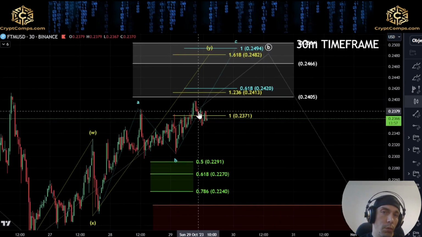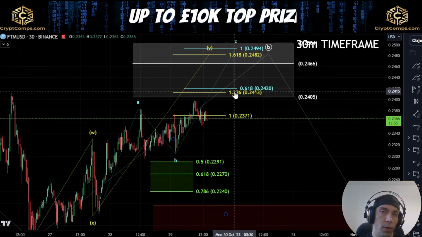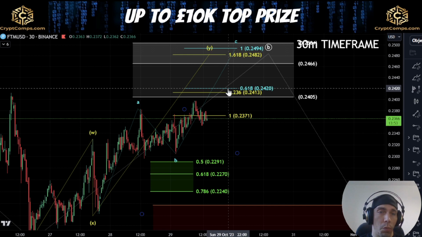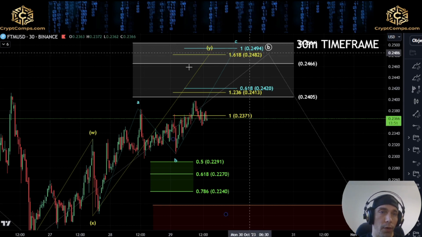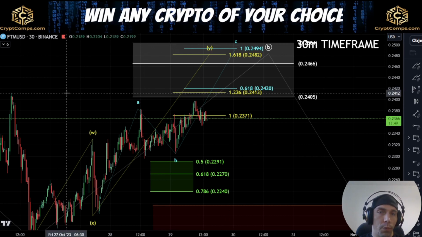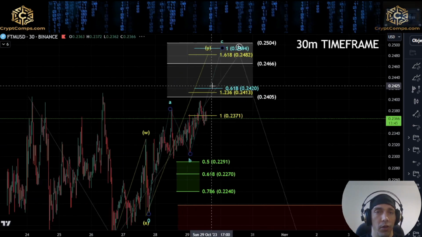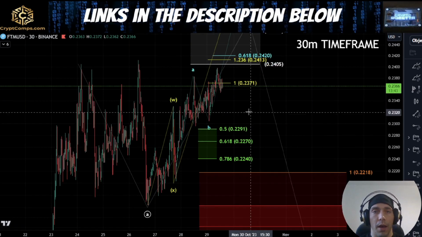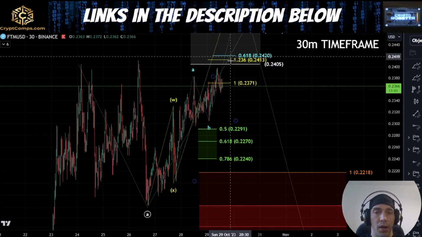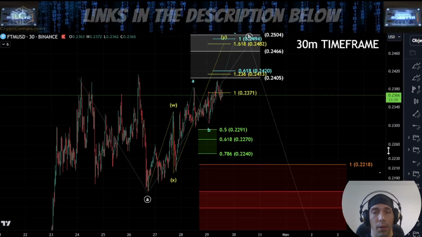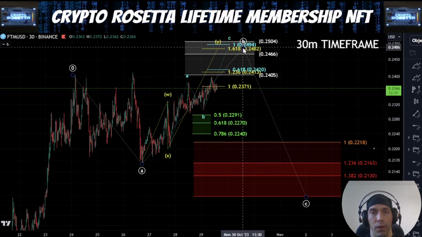Though lower down here, we do also have some confluence between this 1236 and the 0.618 of this A wave here. So if we do see another push up here into this high towards this 2413, I'm going to be watching for a reaction in case this is actually becoming a flat, and we're going to just see a small break of this high before seeing a more significant sell-off in the C wave.